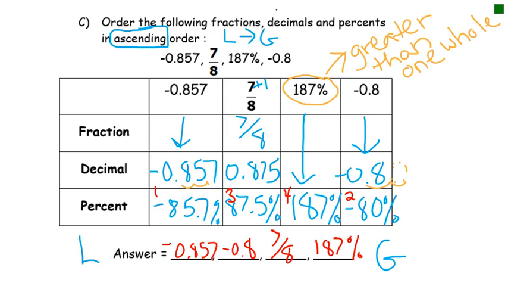I converted my values to percents, but I also used some logic along the way to recognize that for some of them, I maybe didn't have to convert them in order to order them. If it was more than a whole and it was the only one that was more than a whole, I knew it was the biggest one. And again, looking at my values in terms of which is negative and which is positive, that can also help me as well.